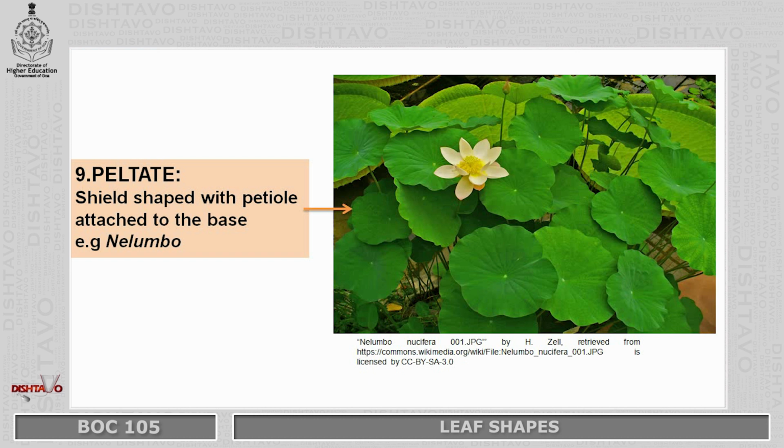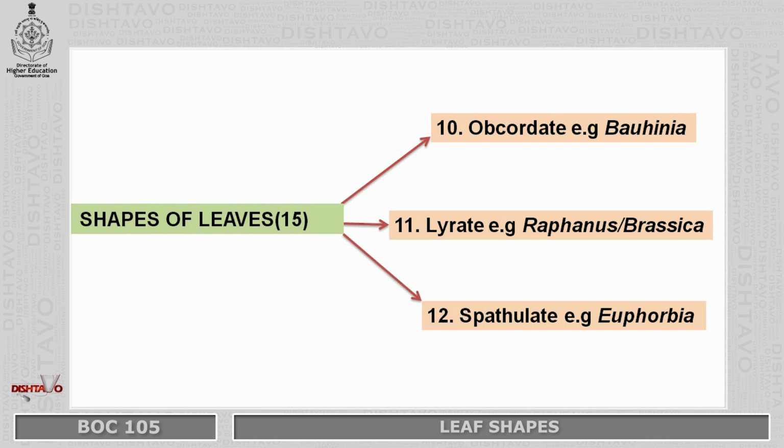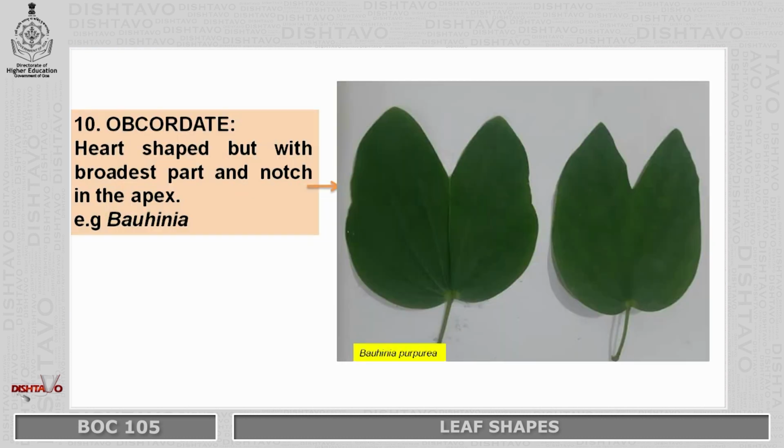Peltate leaves which are shield shaped. They are shaped like a shield with a petiole attached to the base. This we see in Nelumbo. The next three types of shapes include obcordate, as you see in Bauhinia purpurea, lyrate as you see in Raphanus, and spatulate as you see in Euphorbia.